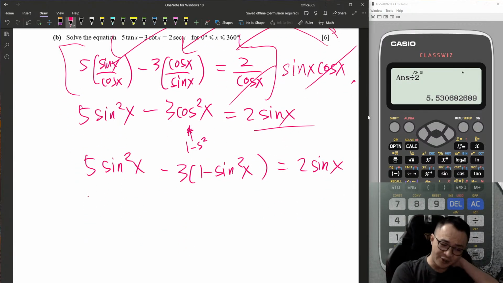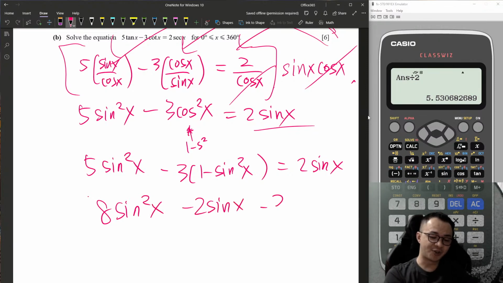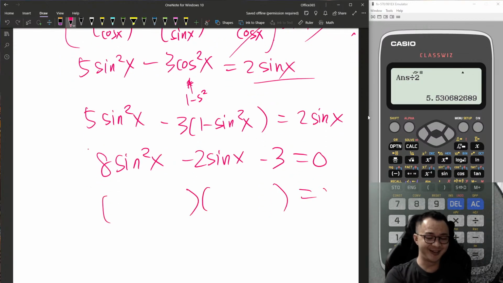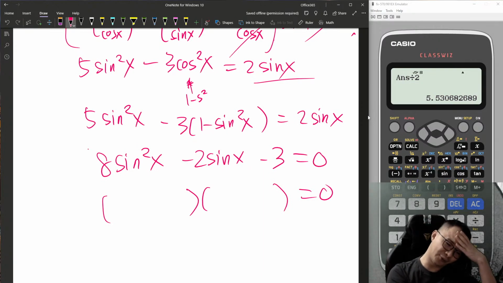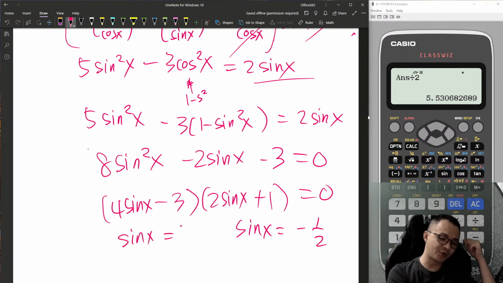So let's do it. 5 sin square plus 3 sin square is 8 sin square x. This is minus 3, right? Minus 2 sin x minus 3. I should always simplify. You can expand, then only simplify, no problem. But I'm lazy, so I want to get 2. I believe it's 4 sin x and 2 sin x, isn't it? Then 3, I get 6, and 1, I get 2. So this is minus and plus. Alright, so sin x equals -1 over 2, and here sin x equals 3 over 4.